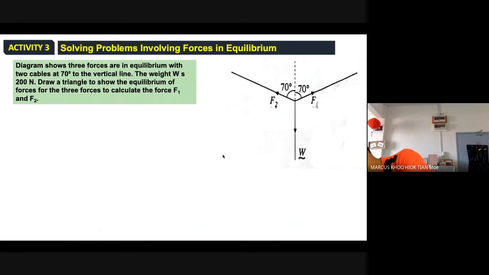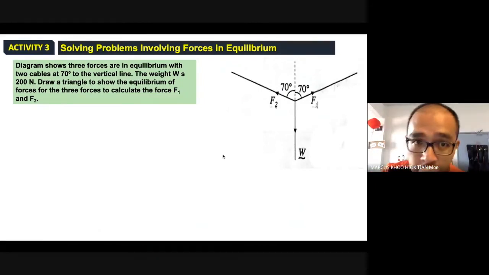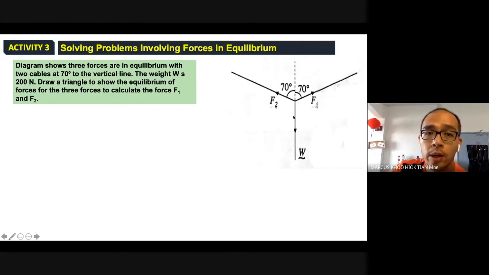This one I don't think is in your textbook. So let's take a look at this. The diagram shows 3 forces in equilibrium, 2 cables at 70 degrees to the vertical line. The weight W is 200 newtons, so this is the weight downwards here.